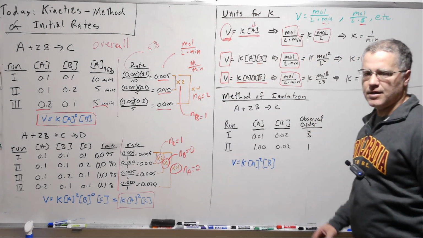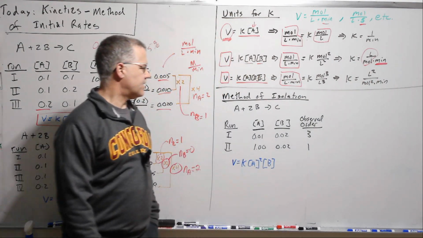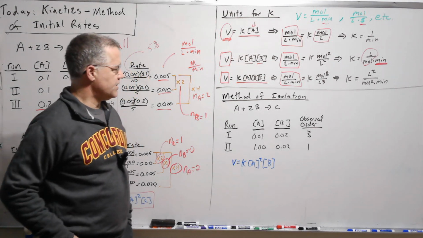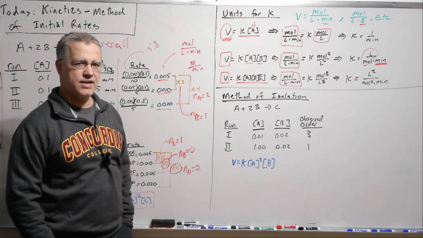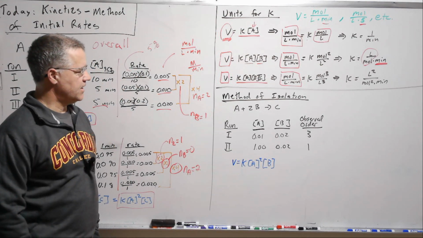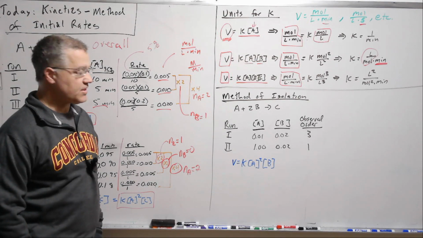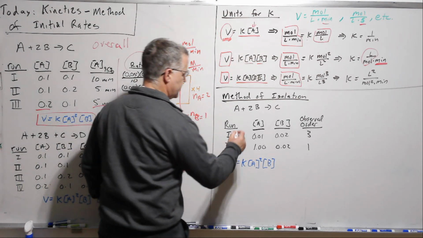Little side bit here. This is called the method of isolation, and it's a good principle. It isn't directly going to give us the rate law, but it can be used in tandem with this technique or the integrated rate law technique to figure out the rate law. So let's give that a try. So let's go to this reaction.